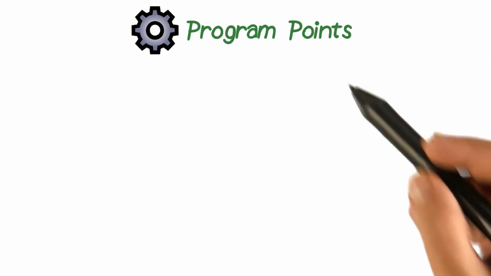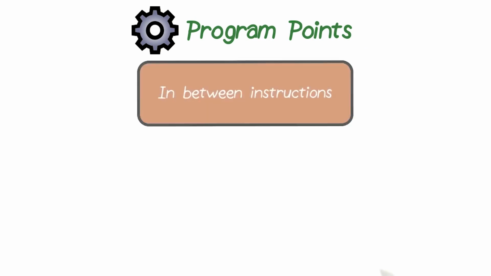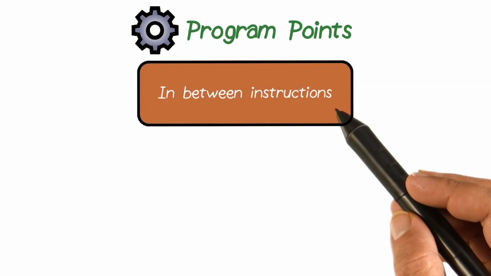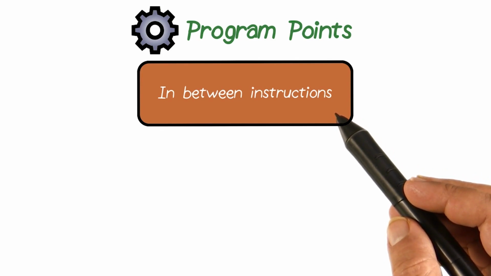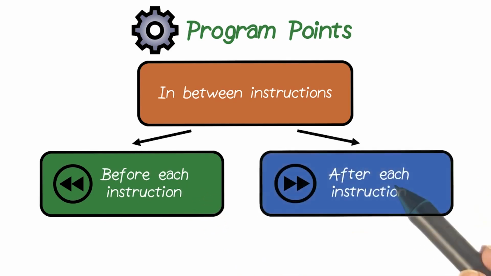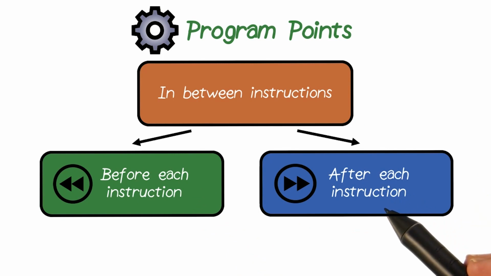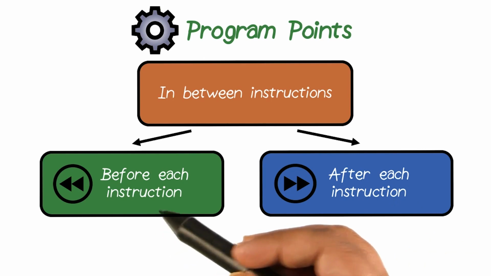For that, we first introduce the notion of program points. So what exactly is a program point? A program point could be in between two instructions or two IR operations, so there could be a program point before each instruction and a program point after each instruction, and we can see the effect of the execution of that instruction on what happens from before to after.